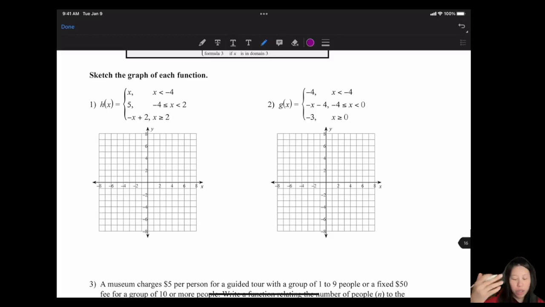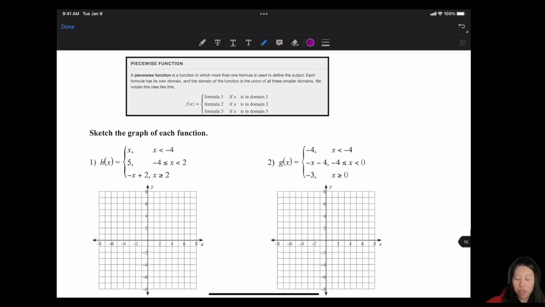In this chapter, we're going to talk about piecewise functions. So what's a piecewise function? A piecewise function is a function in which more than one formula is used to define the output. Anyway, don't worry about that. I'm going to give you an example.